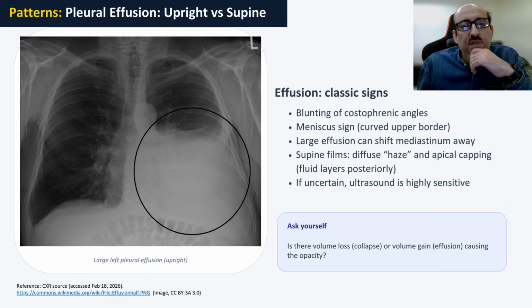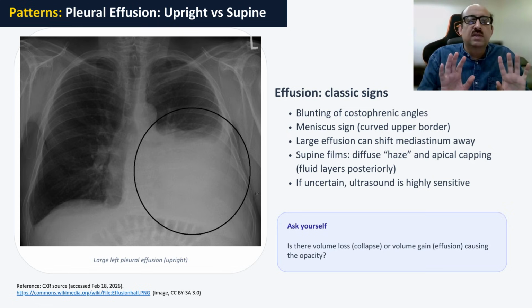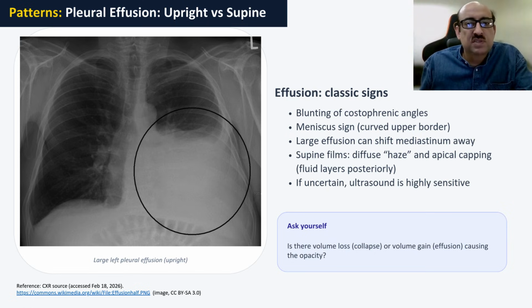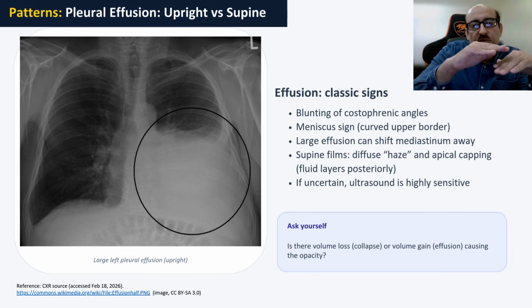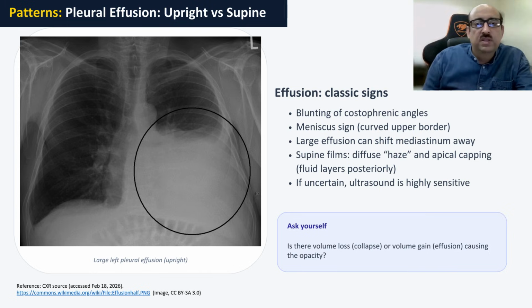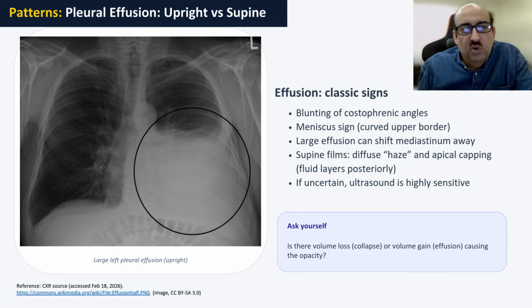Next pattern, pleural effusion. Predominantly, it's assessed best in upright position rather than supine. We have discussed the RIPE regime previously. The classic signs of effusion obviously depend upon the volume of effusion. If it's subtle, it could be just a blunting of costophrenic angles. The meniscal sign will be positive if it's large enough and the upper level of the fluid forms a meniscus, so it tracks up around the lateral chest wall itself.